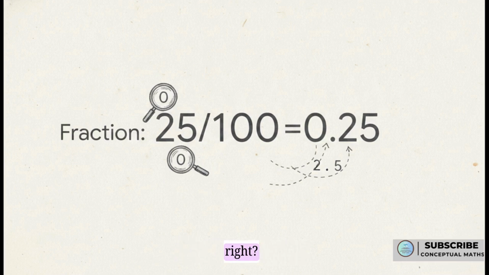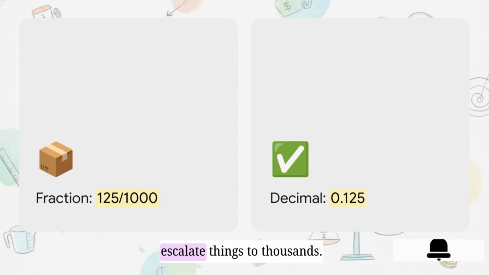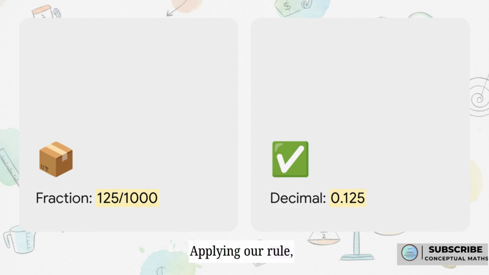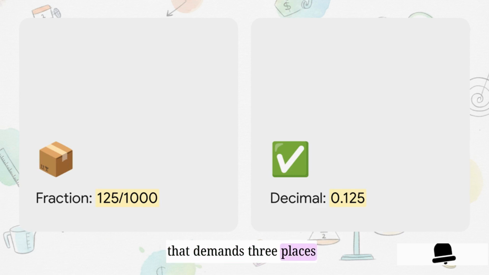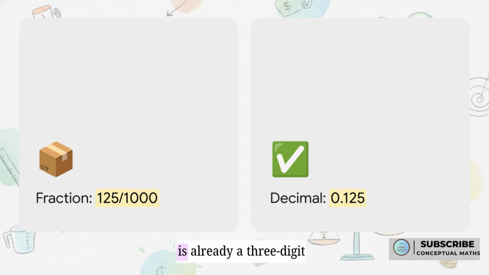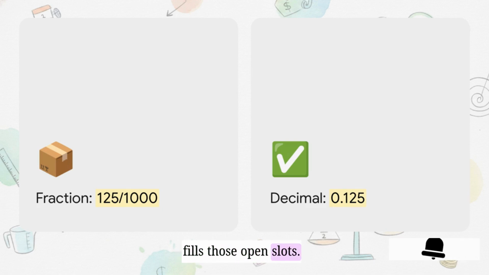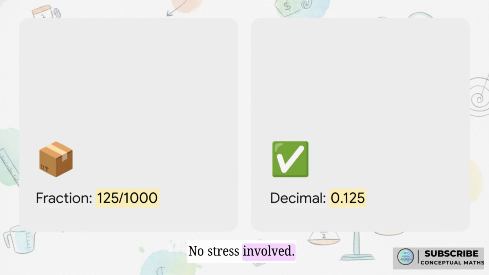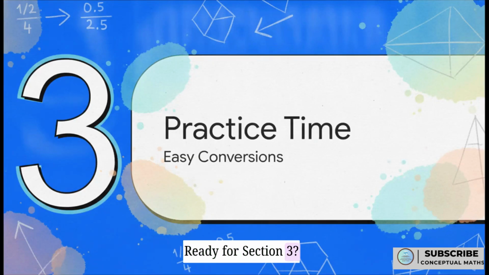Pretty straightforward, right? All right, let's escalate things to thousands. Here, we're looking at a fraction of 125 over 1,000. Applying our rule, 1,000 has 3 zeros. So that demands 3 places after the decimal point. And since our numerator, 125, is already a 3-digit number, it perfectly fills those open slots. You effortlessly land at 0.125. No stress involved.